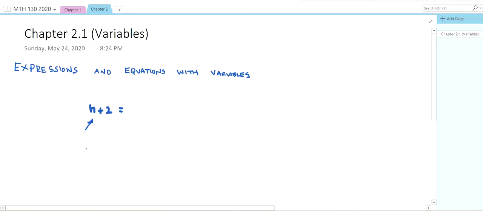In this relationship, n is a variable. And a variable is nothing more than a symbol or a term that can take on different values.